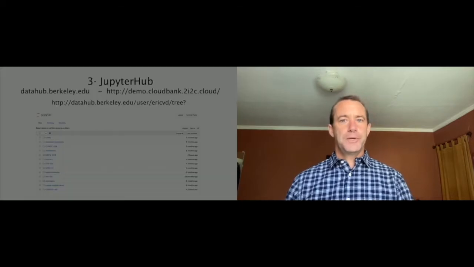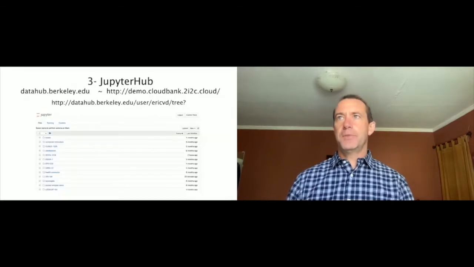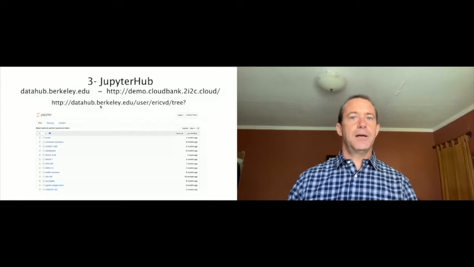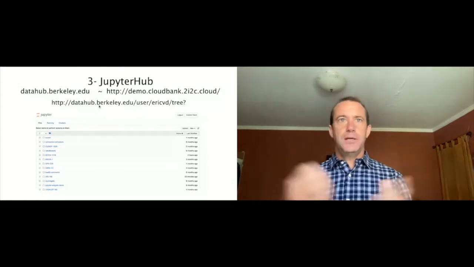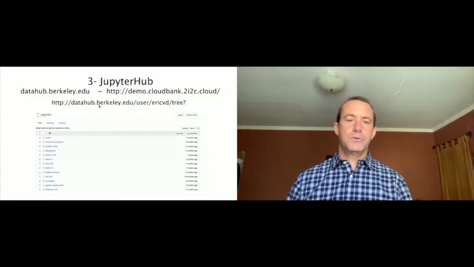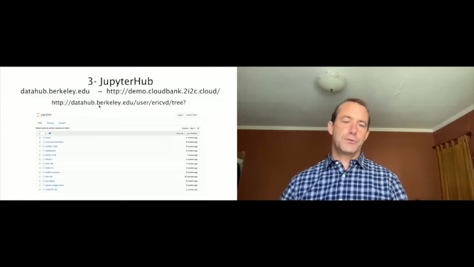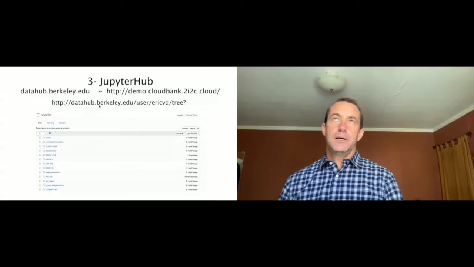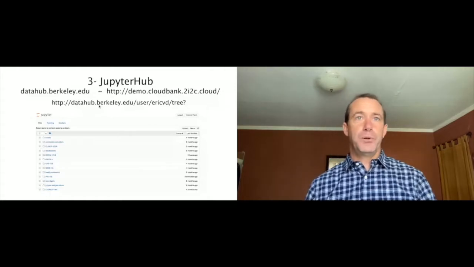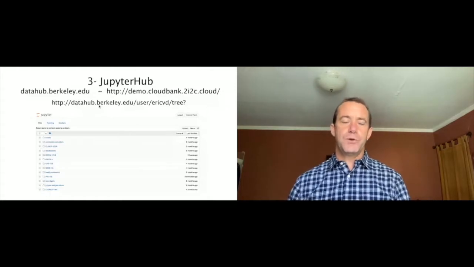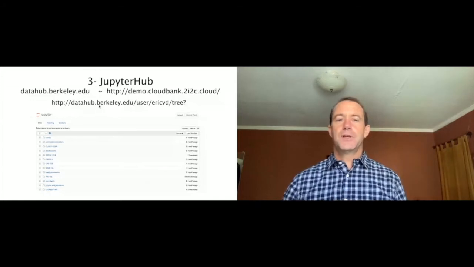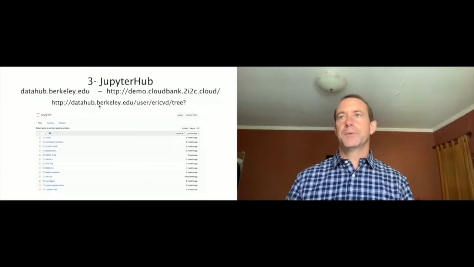Okay, so here's a Jupyter Hub. So we have the demo hub that we built for the class, demo.cloudbank.2i2c.cloud. At UC Berkeley, it's called datahub.berkeley.edu. It's an internet address that you go to, and this is the file server view. So if you go in there, you will see any class materials that have been pulled in or uploaded. So you can just see a tree, a viewer of the different files, and then you can open some of those folders and open some of those files.